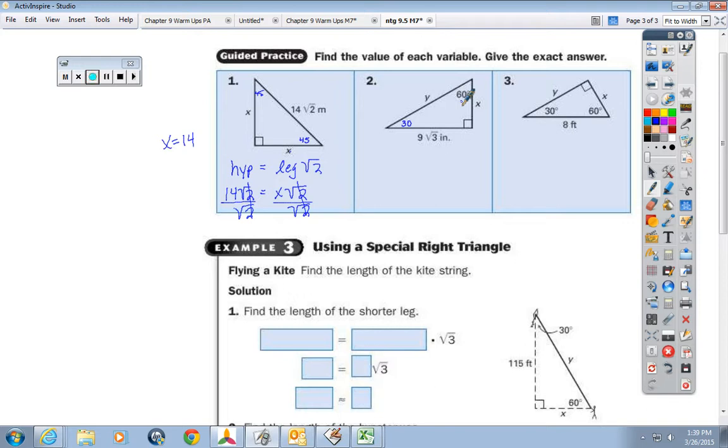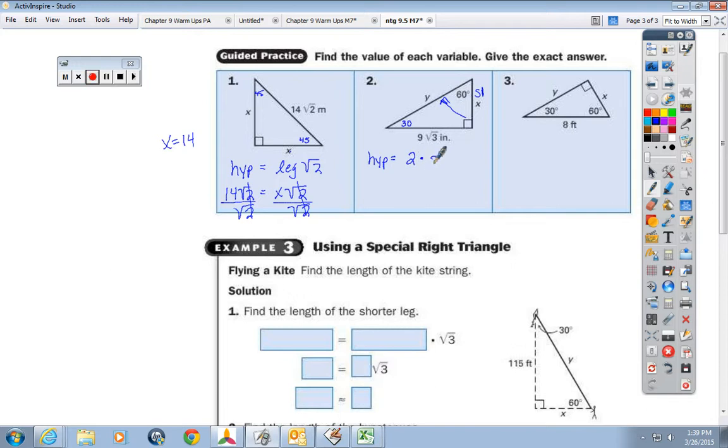Why is y the hypotenuse? Y is the hypotenuse because it's opposite the right angle, and then x. Is x the shorter leg or the longer leg? It's the shorter leg. So I'm going to go ahead and label that as the shorter leg. Okay. So what do I know about a 30, 60, 90? I know that the hypotenuse equals 2 times the shorter leg.